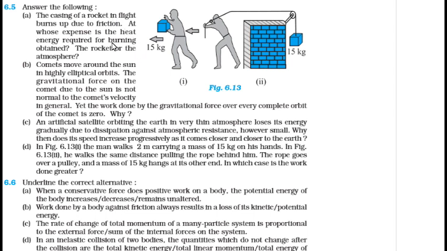Answer the following. A. The casing of a rocket in flight burns up due to friction. At whose expense is the heat energy required for burning obtained, the rocket or the atmosphere? Let us see the solution.